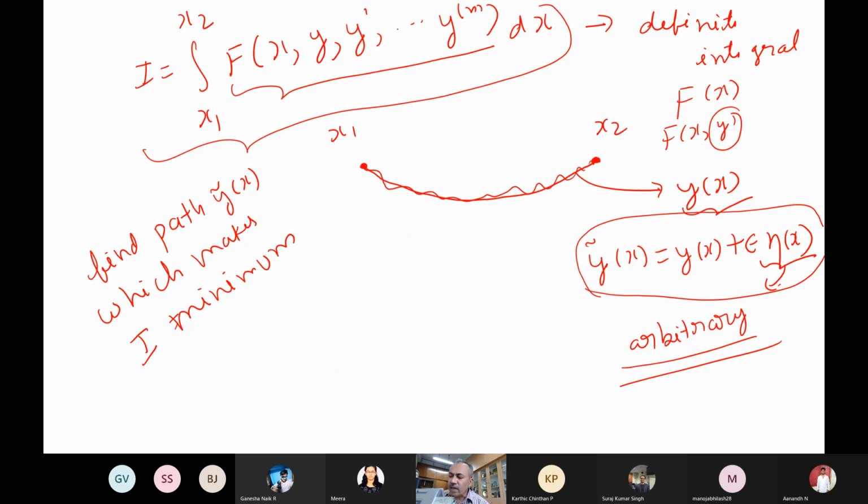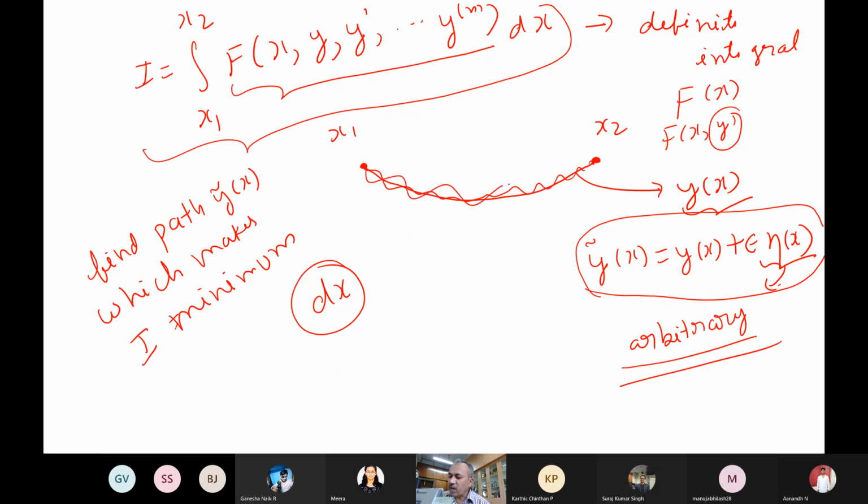Now here you have to be very careful. Generally, when you are minimizing or maximizing a function, we use dx. But in calculus of variations you are minimizing or maximizing a functional. So here you are not doing the ordinary derivative.